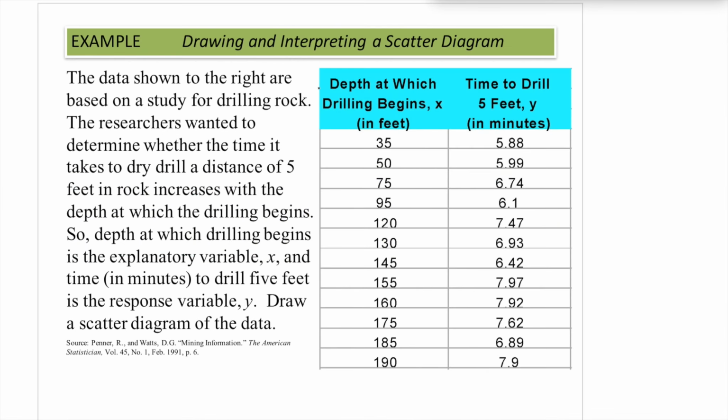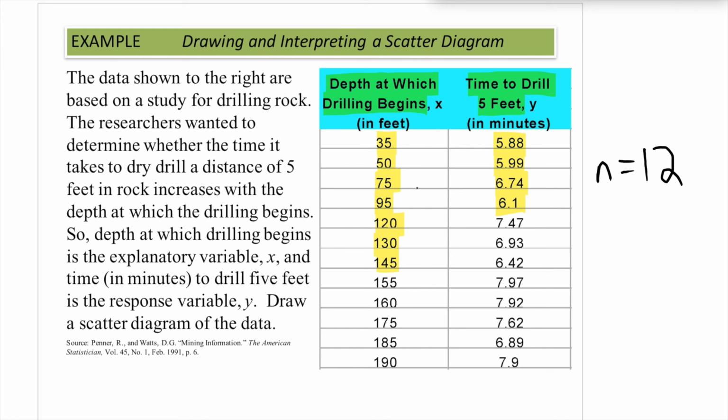So here's another example from the book. We have two variables. What are they? One is the depth at which drilling begins, which they're going to call x here. And it's interesting to notice that there's a unit here. Those are feet. We have a bunch of values of a depth in feet in this data set. And then we have another variable, which is the time to drill 5 feet, which they're calling y, and that's in minutes. So we have a data set of size 12 of these two quantitative variables.